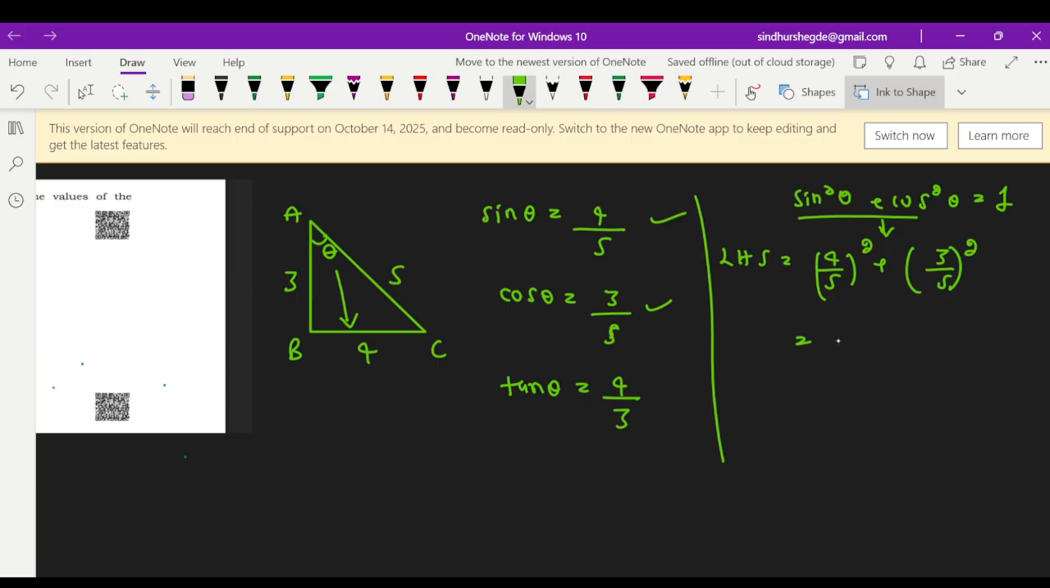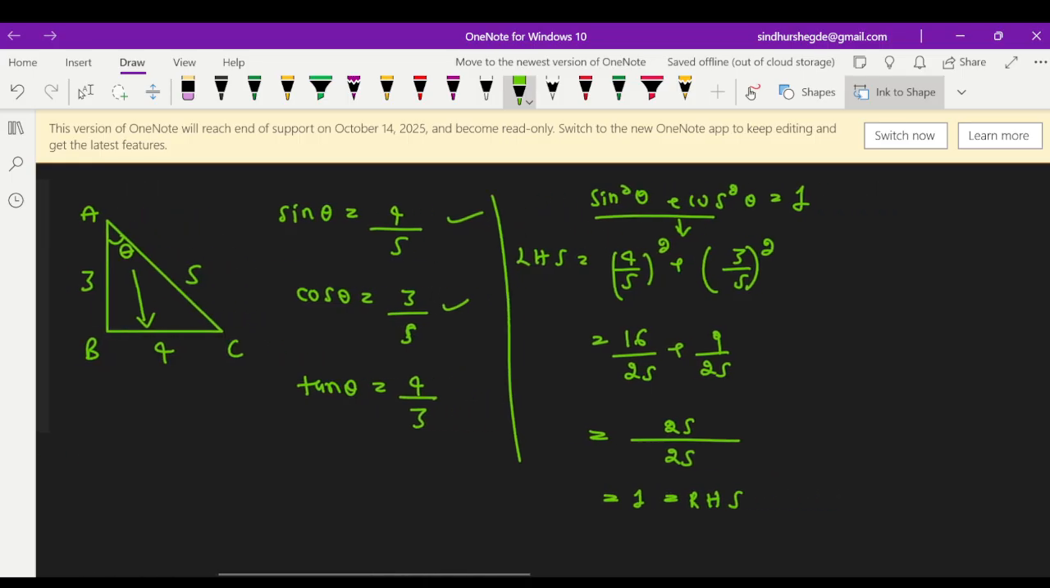So this is an extra question, just for practice purposes. 16 by 25 plus 9 by 25. If you take 25 as the LCM, you will get 25 by 25, which is 1. This is nothing but the RHS. Hence sin square theta plus cos square theta is equal to 1.